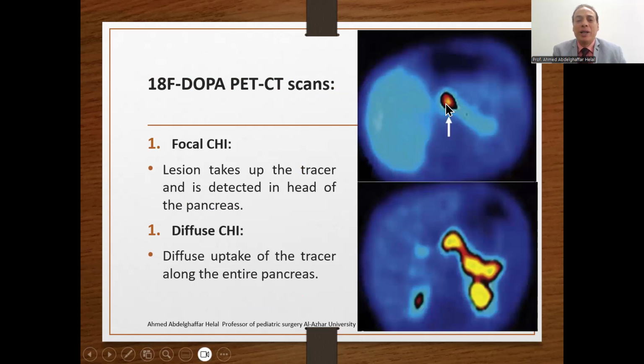Like this, in the focal form, the tracer will be accumulated and detected in the area of hyperactivity, demonstrating the focal lesion. Unlike here, there is a diffuse uptake of the tracer all over the pancreas. So this DOPA PET CT scan is the most important study used today. Some claim the use of gallium studies in the diagnosis of congenital hyperinsulinism. However, there is no approved result in pediatrics.